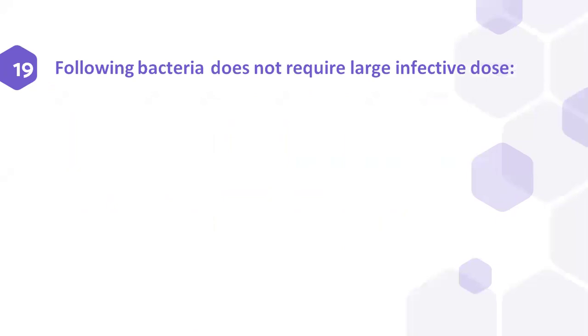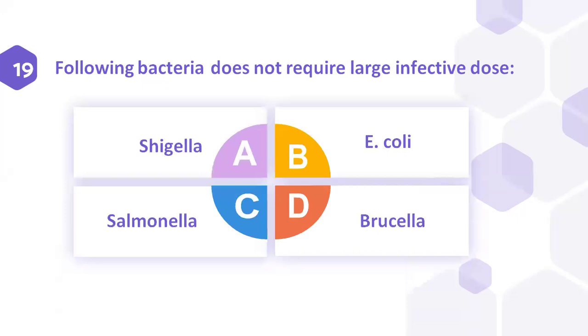Next question. Which of the following bacteria does not require a large infective dose? That is MID, minimum infective dose, which means the minimum number of bacteria required to produce the clinical infection. Option A, Shigella; option B, E. coli; option C, Salmonella; option D, Brucella. Here the right answer is option A, Shigella. Shigella has a very low infective dose: even 10 to 100 bacilli can cause the infection because they can tolerate the gastric acidity.